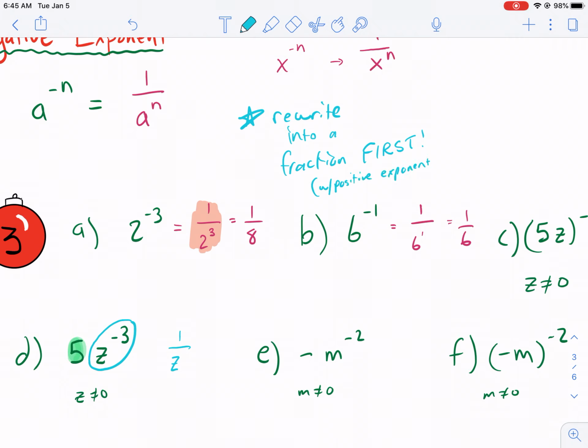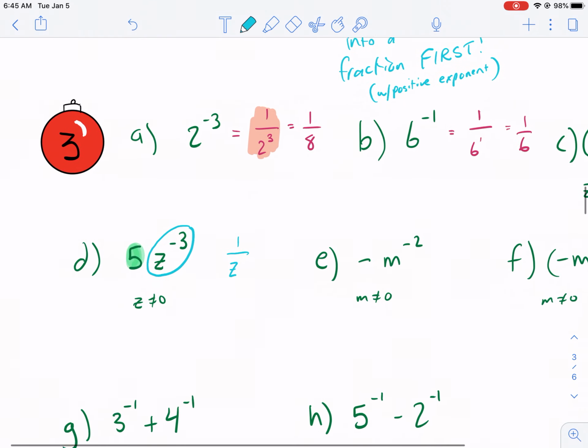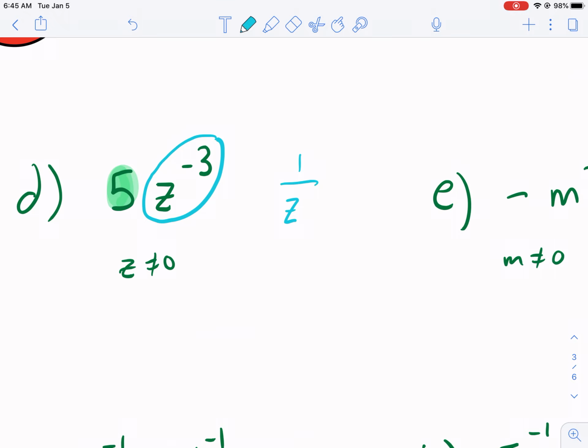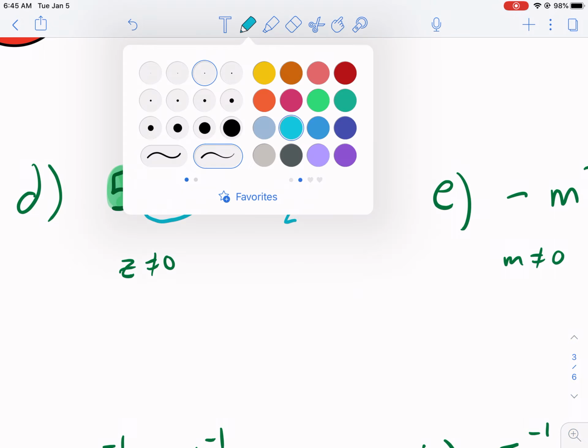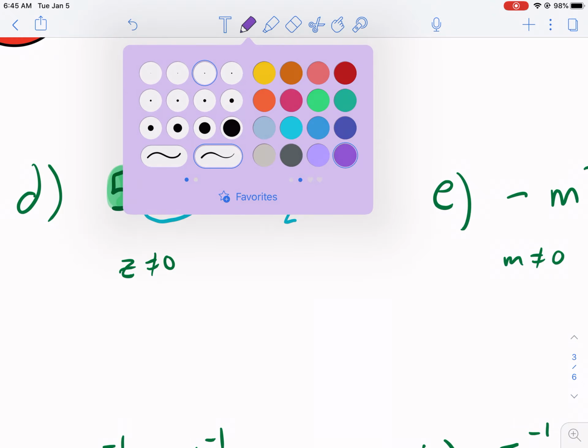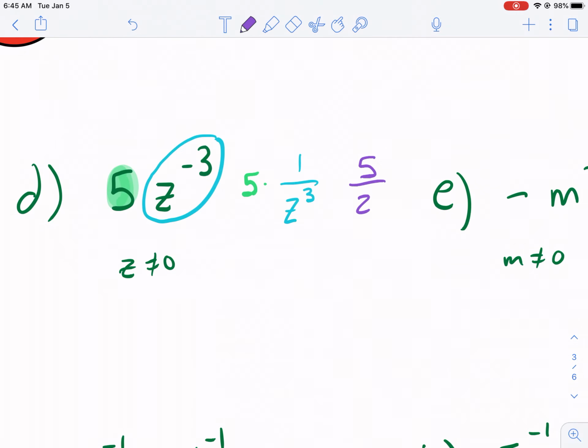There. That's kind of implied, but I should have written that more explicitly. So you have z to the negative third, so this turns into 1 over z to the third. This 5 does not have a negative exponent, so he just waits out front patiently. Now what happens is this. The 5 is just going to remain in the numerator. So 5 times 1 over z cubed is just going to be 5 over z cubed. And that becomes our final answer there.